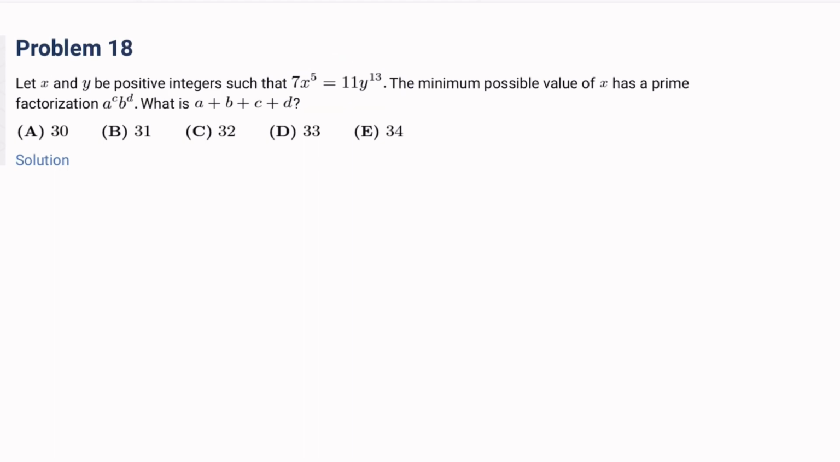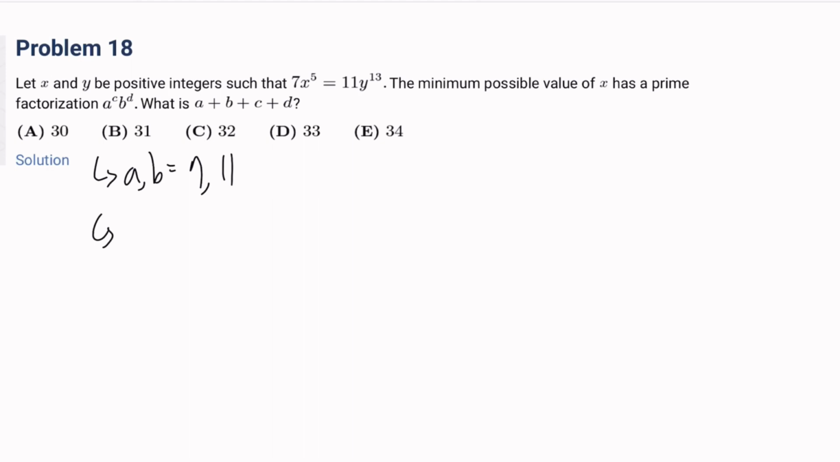Number 18: let x and y be positive integers such that this is satisfied, and the minimum possible value of x has a prime factorization of a to the c, b to the d, right? So it's a to the cth power and b to the dth power. What is a plus b plus c plus d? First of all, since we want the minimum possible value of x, a and b, these are the bases. They all have to be 7 and 11 because these have 7 and 11 in them. So a and b equal 7 and 11.